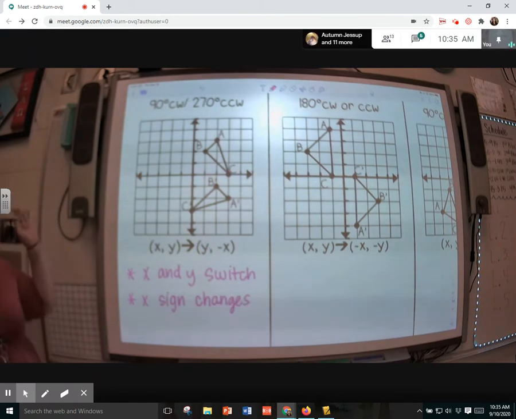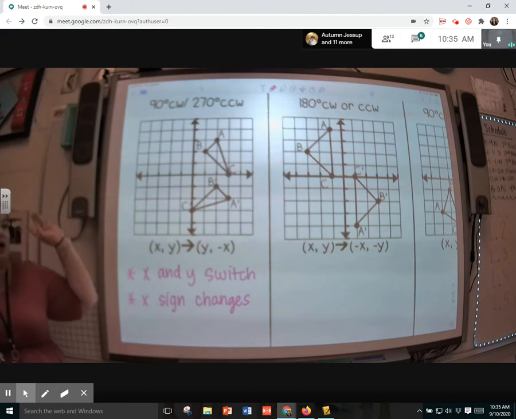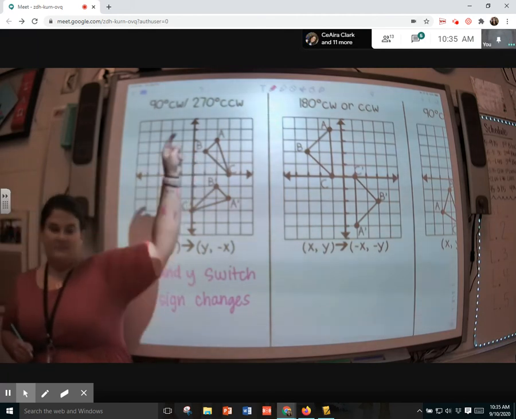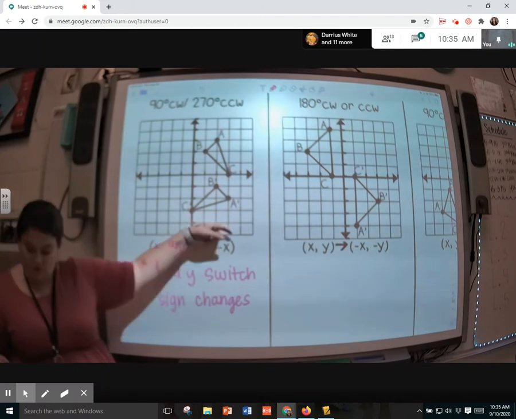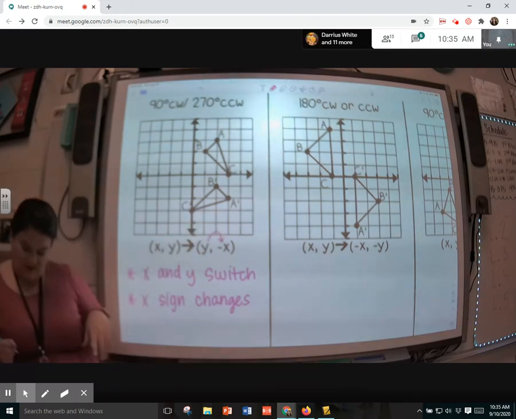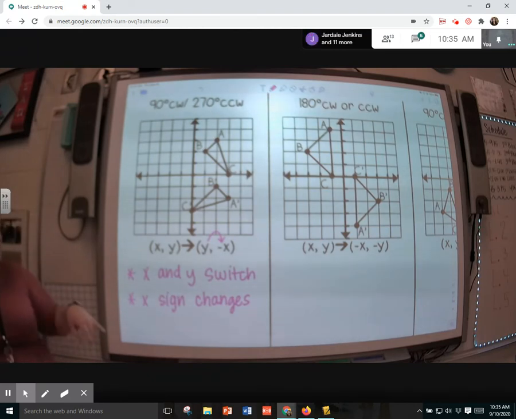If I'm going 90 clockwise, that means I'm going towards the right, correct? So if you look at this, if I'm going clockwise, my negative goes towards the right. That's why I use this little arrow.